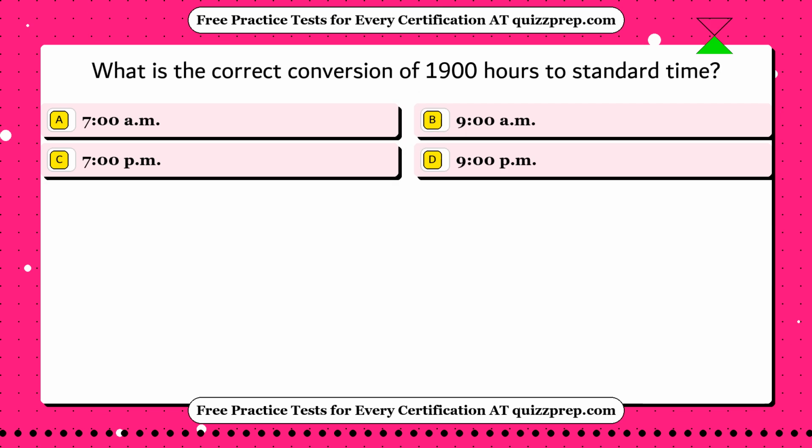Question 60. What is the correct conversion of 1900 hours to standard time? Option A. 7 a.m. Option B. 9 a.m. Option C. 7 p.m. Option D. 9 p.m.